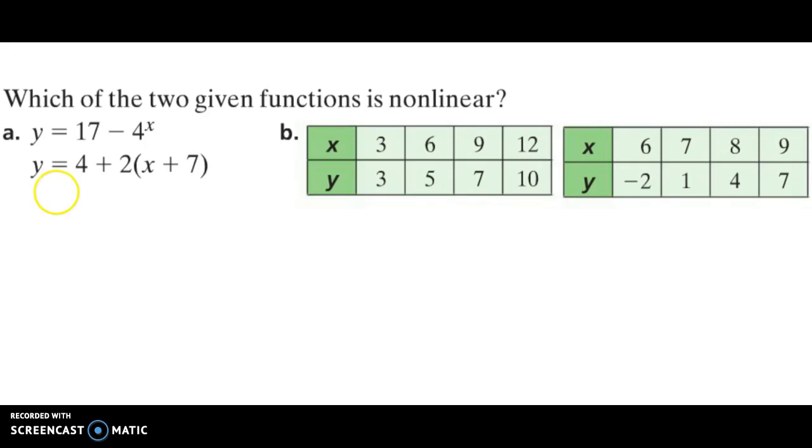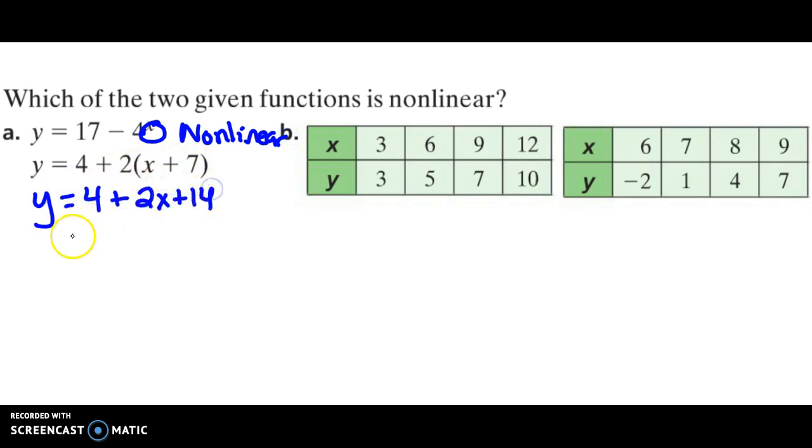So you should have tried these on your own. Looking at the first one, we have y equals 17 minus 4x. There's that exponent that's a variable, so that makes this one nonlinear. And then don't worry about the parentheses here. Actually, you could go ahead and solve this by distributing the 2. And then you would get y equals 2x plus 18, and that's linear.